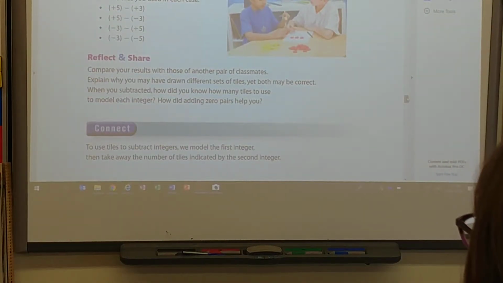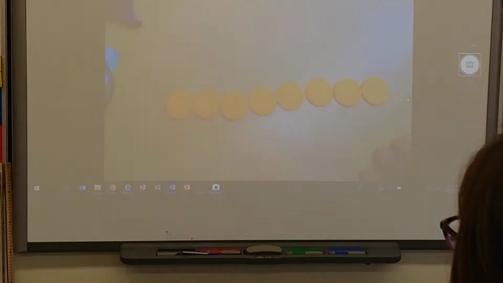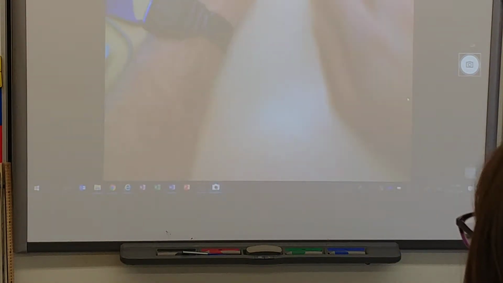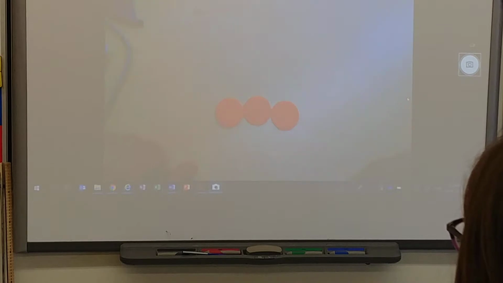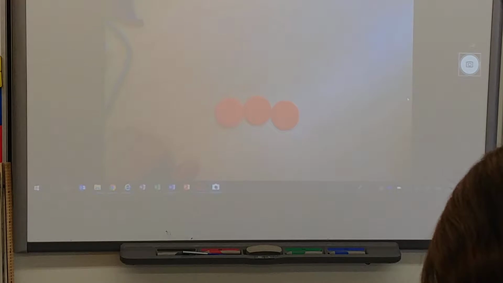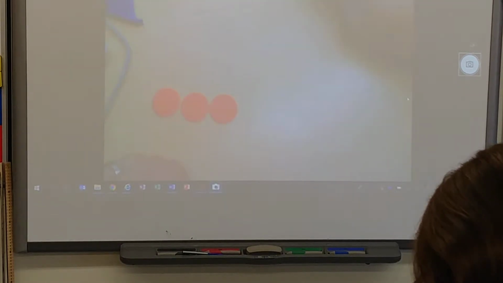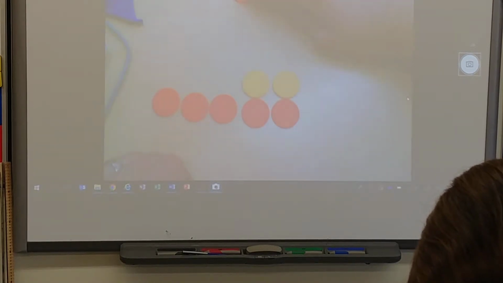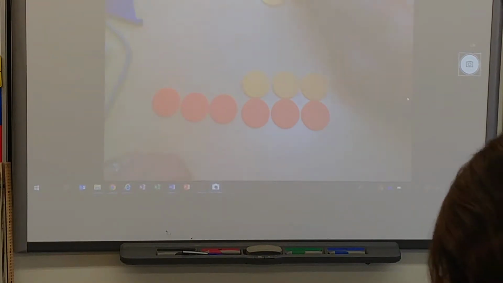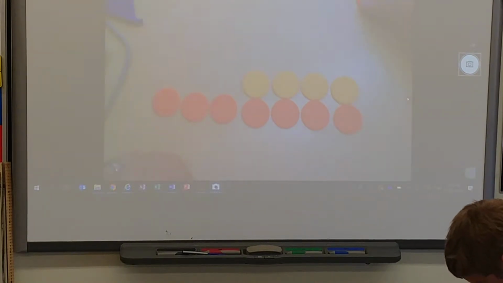Negative 3 minus positive 5. Ooh. Okay, so I've got negative 3, that's easy, negative 3. It says minus positive 5. Okay, now those of you with your show me boards, I want you to come up with the answer while I do it. I still have negative 3. Do we agree? Yes. Okay.